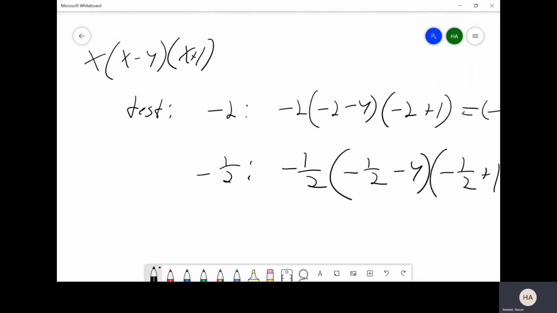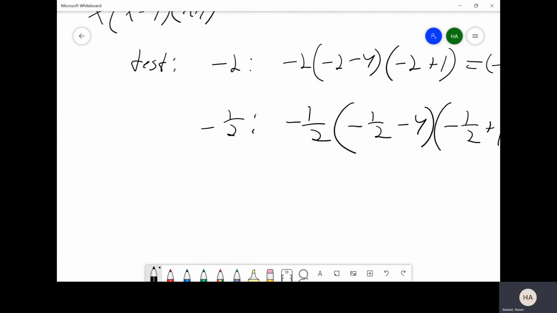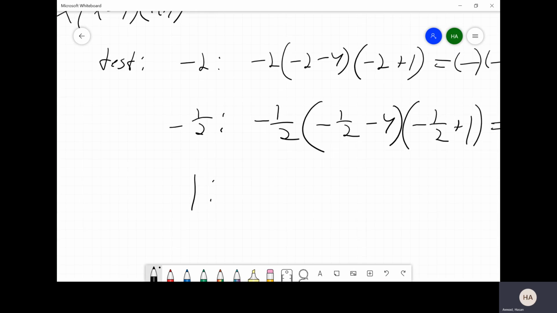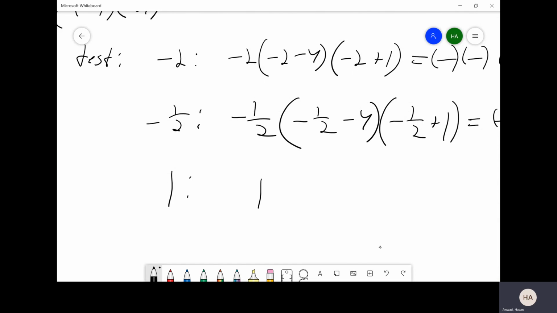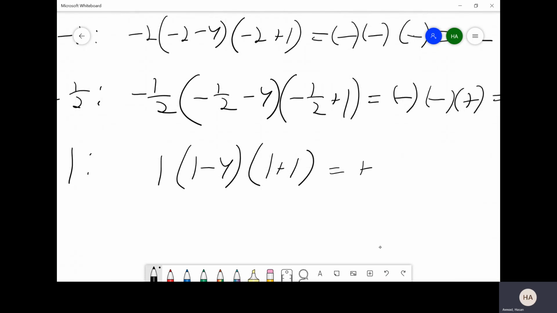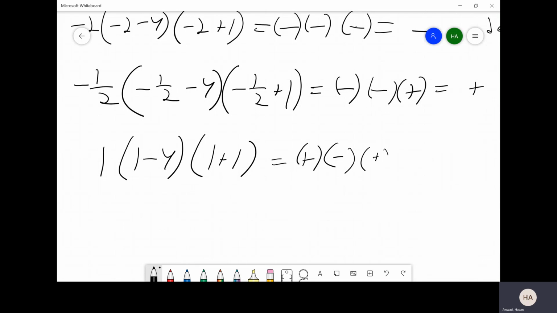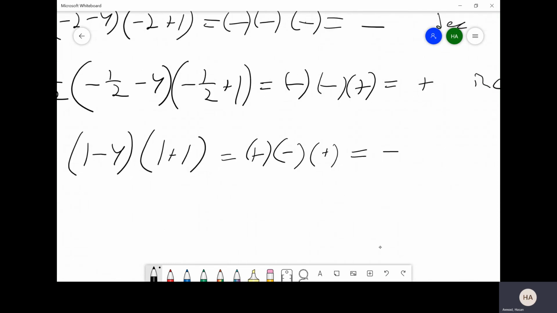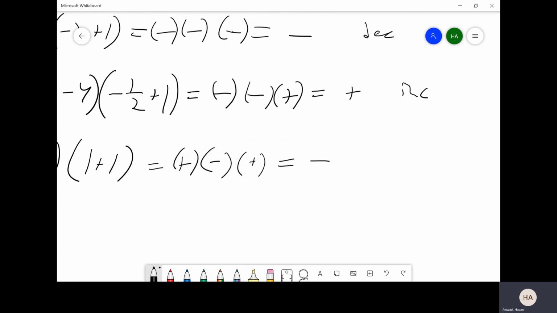Okay. And continuing along, we have to test 1. So testing 1 here, that means we're going to have a 1 on the outside, (1 minus 4), and (1 plus 1). Okay, that's going to give us a positive on the outside, a negative on the inside, and a positive on the third. So that means that we're going to have a negative, right? Positives times a negative is always going to give you a negative. So we see it's decreasing once again.